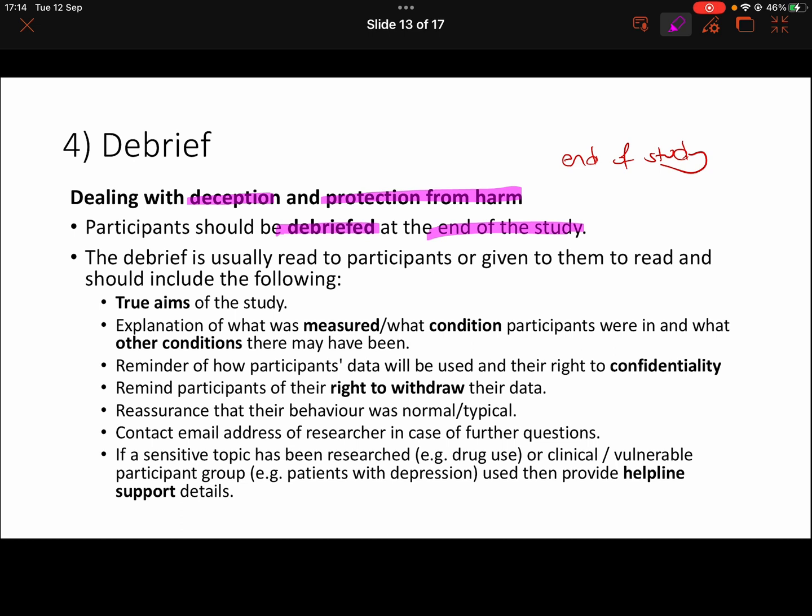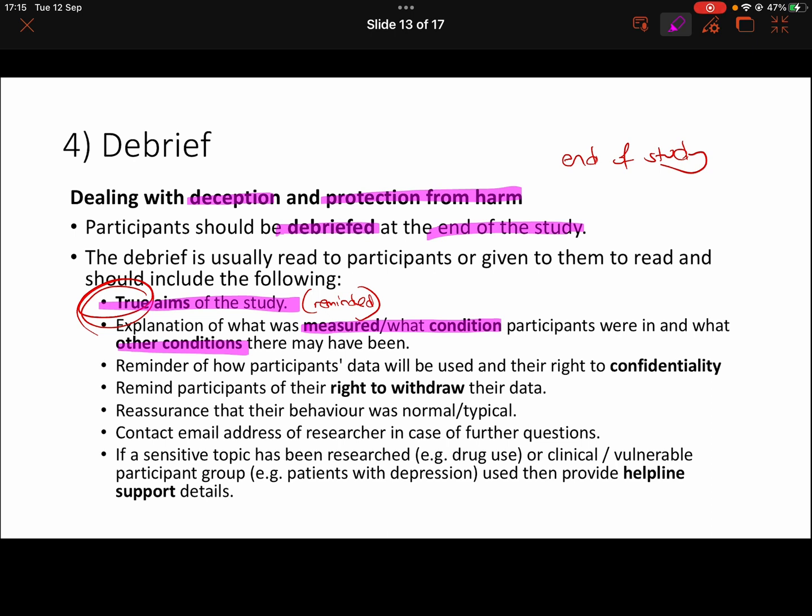Right. So participants are told the true aims of the study, or they're reminded. If they were told the aims at the beginning, then they're reminded of the aims. If they were deceived, then we give them the true aims, what this study was really about and why it was necessary to deceive them. They are told about the conditions of the experiment. For example, if they were part of the experimental condition and they received caffeine, then they're going to be told that there was another condition that didn't receive caffeine. So any information we withheld to begin with is now told to them.